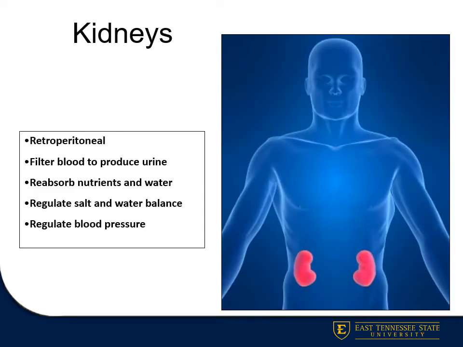So the kidneys are retroperitoneal organs. Their main function, which you'll learn much more about in physiology, is to filter blood and to produce urine, and in doing this they reabsorb nutrients and water. They help to regulate salt and water balance, and also, because of that, have an important role in regulating blood pressure.